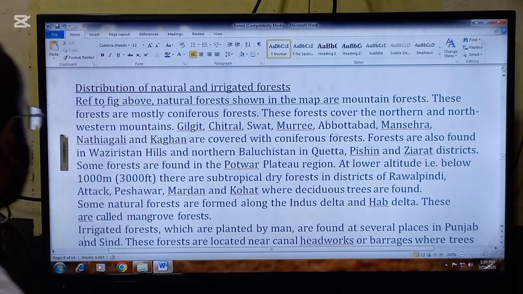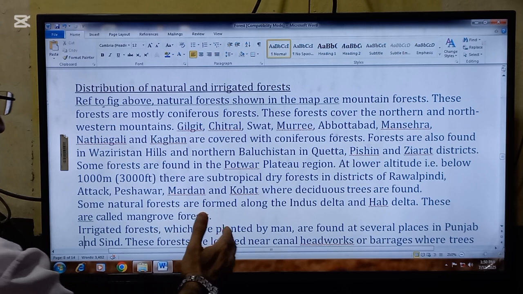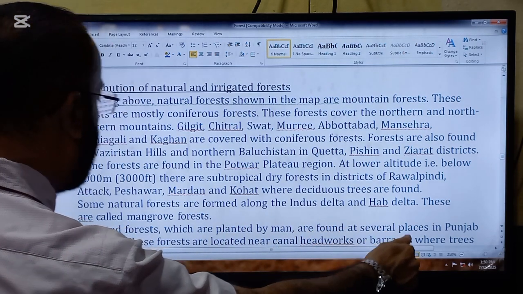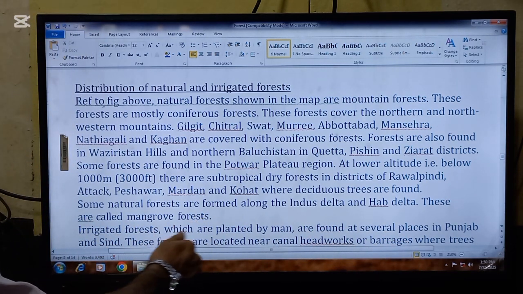Some natural forests are formed along the Indus Delta and Hub Delta. These are called mangrove forests.